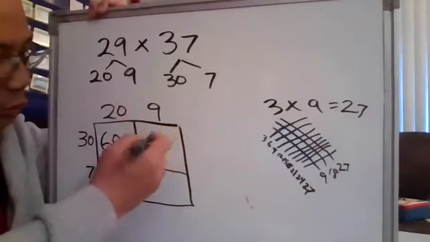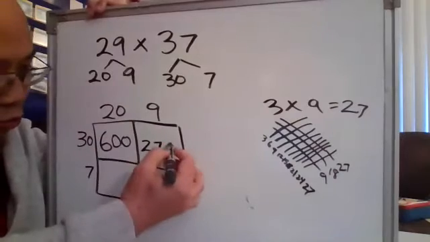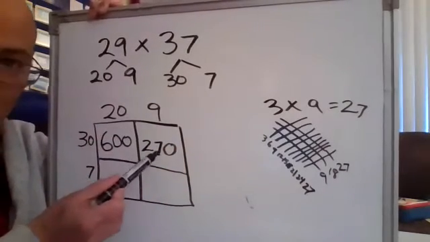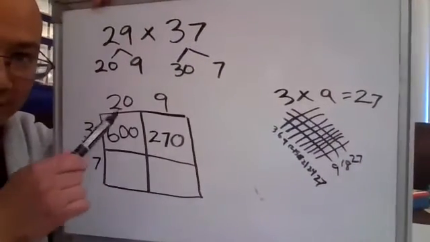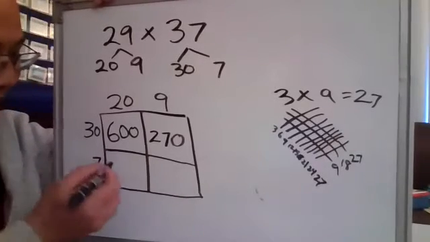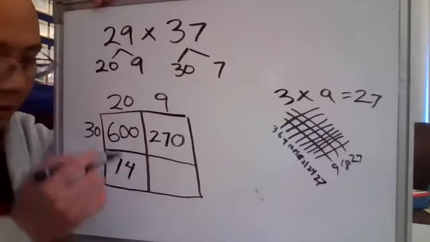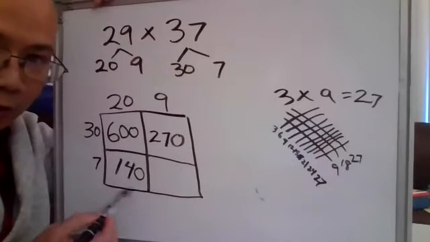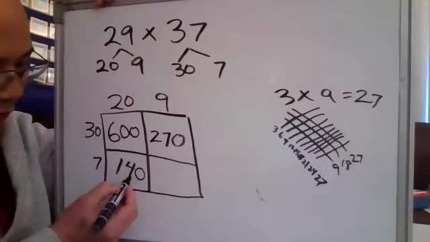Now, 3 times 9 is 27, but I also have a 0, so I will say 270, because 30 times 9 is 270. Now I can go to 20 times 7. 2 times 7 is 14. Don't forget the 0. Now I bring the 0. I have 140. 20 times 7 is 140.